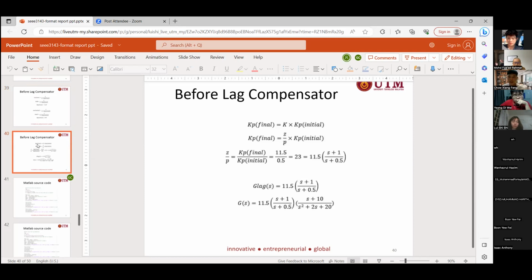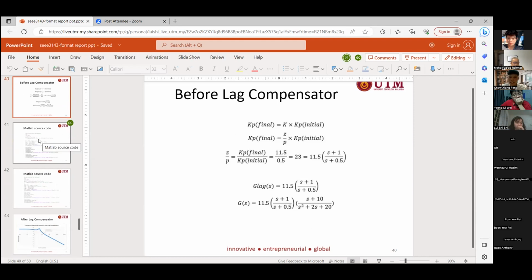So after that, we use the formula in order to achieve the final value. So we have another gain, which also means the lag compensator. In this case, we use the ratio method mentioned in the information from the internet. After calculation, we got the ratio of zero to pole equal to 23. Then we choose two values for the pole and zero. We choose 1 for the zero, and the pole is 0.5.